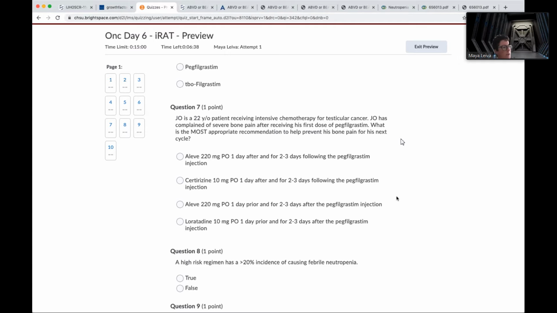All right. So answering the question, what can we do for a patient? What's the most appropriate recommendation to help prevent bone pain? Claritin. Claritin, right. What's the other name for Claritin? Loratadine. That's right. And when is it appropriate to start loratadine? A day before. Mm-hmm. And then a couple of days after, right? 2 or 3 days after we give the injection.